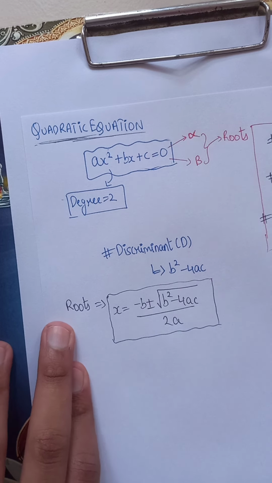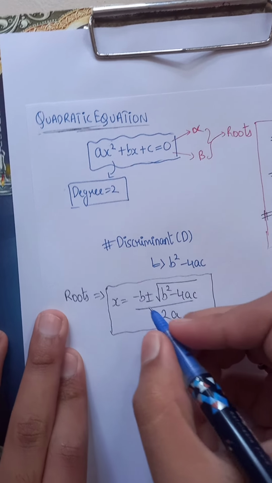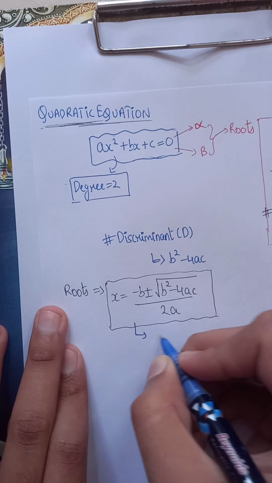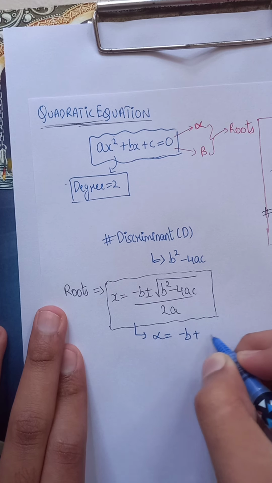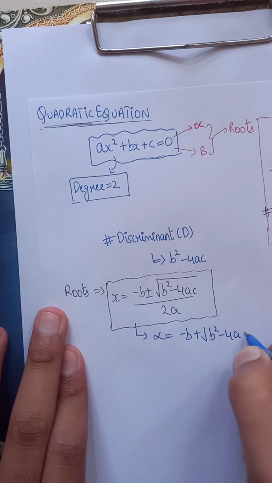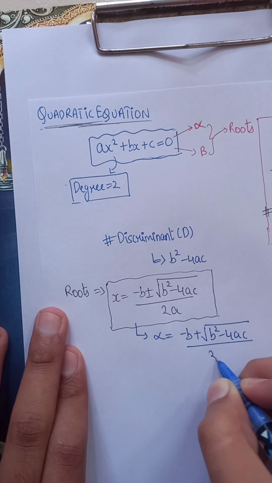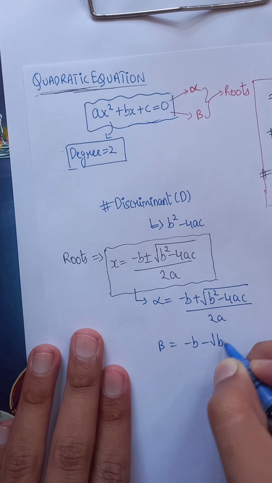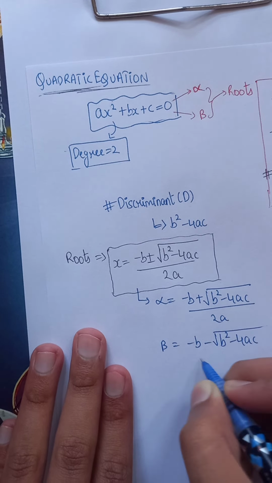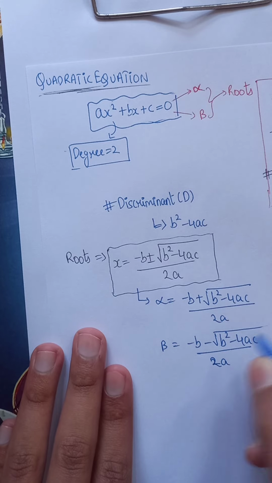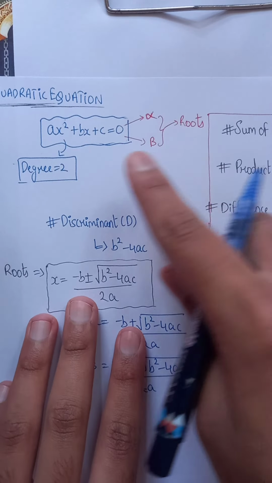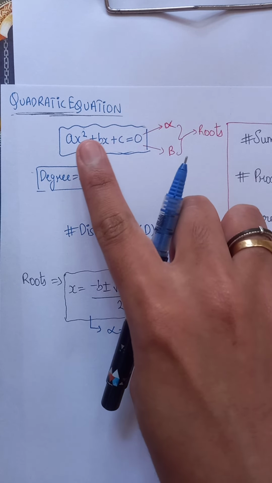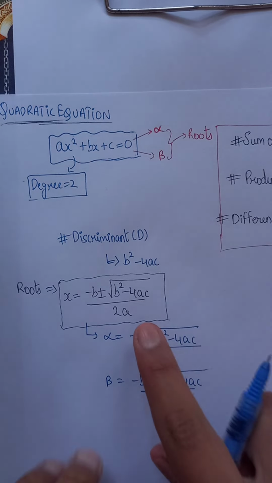So these are actually the two roots, that is minus b plus or minus root over b square minus 4ac by 2a, where alpha is equal to minus b plus root over b square minus 4ac by 2a, and beta is equal to minus b minus root over b square minus 4ac by 2a, since alpha and beta are the roots of this equation, right? So this is also the formula, x is minus b plus or minus root over b square minus 4ac upon 2a.